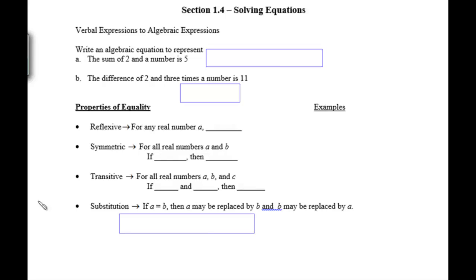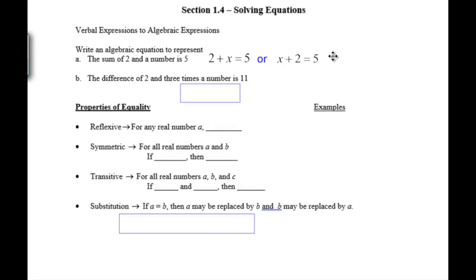So what we want to do is write an algebraic equation to represent the following A and B sentences or expressions. The sum of 2 and a number is 5. What we're going to do is add two things together, and because of the "is," we're going to set them equal to 5. That's going to give us 2 plus a number x equals 5, or you can actually put x plus 2 equals 5 and get the same thing.